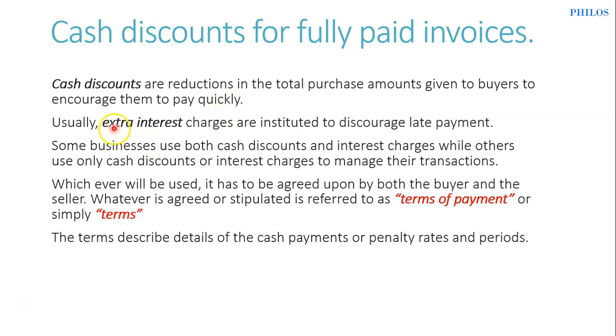Okay. Usually, extra interest charges are instituted to discourage late payment. So if you pay late, they can charge you interest on that. Now, some businesses use both cash discounts and interest charges, while others use only cash discounts or interest charges to manage their transactions. Now, whichever will be used, it has to be agreed upon by both the buyer and the seller. Wherever it's agreed or stipulated is referred to as the terms of payment or simply terms. Now the terms describe details of the cash payment or penalty rates and period.